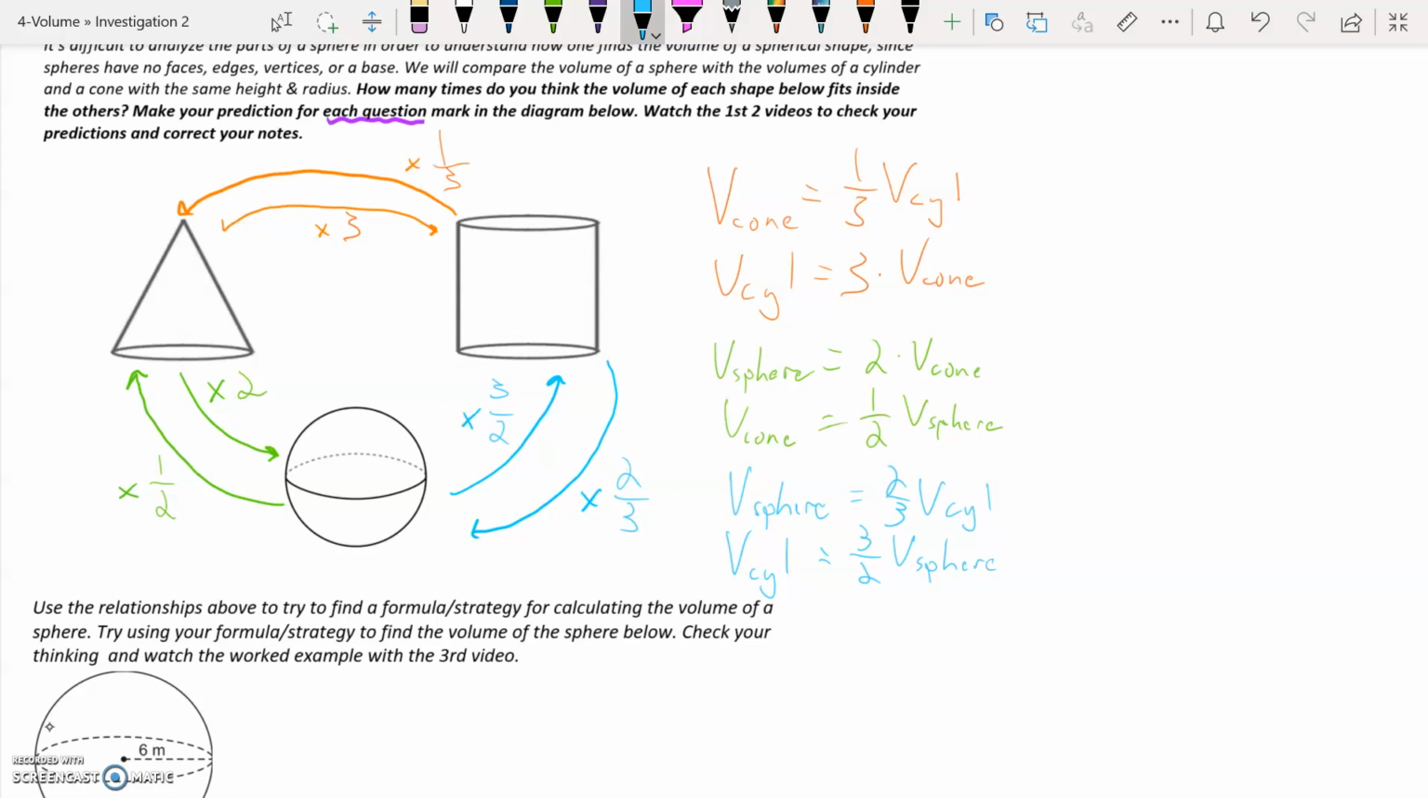Again, all of these relationships rely on having the same height and the same diameter of each shape. So watch the next video, and we'll look at how we're going to use this to make a somewhat easy to use formula, and go over an example of how we would use that to find the volume of a sphere.